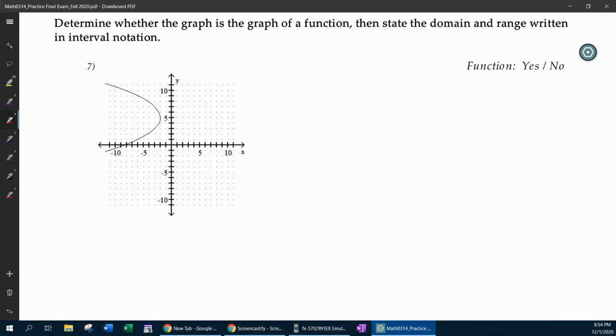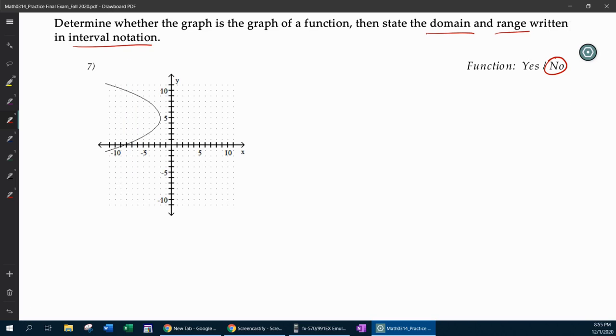All right, number 7, determine whether the graph is the graph of a function and then state the domain and the range in interval notation. So if we look at this graph, if we want to know if it's a function, it has to pass the vertical line test. And the vertical line test says if you can draw a vertical line that touches your graph more than one time, it is not a function. Okay, now listen, touching's allowed, but only once. If a vertical line touches more than one time, it is not a function. So a function? No, this is not a function.